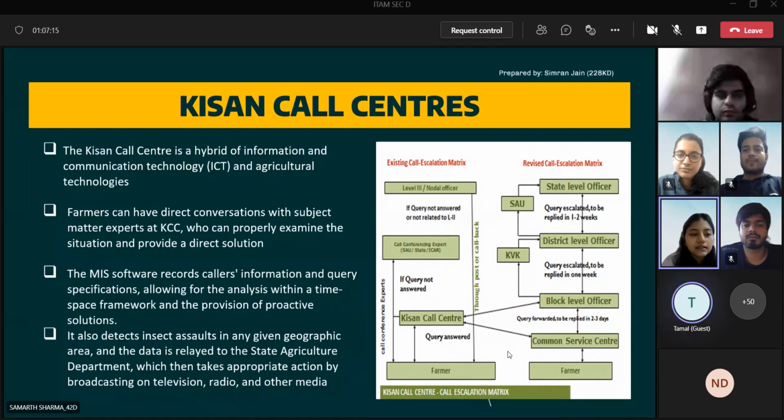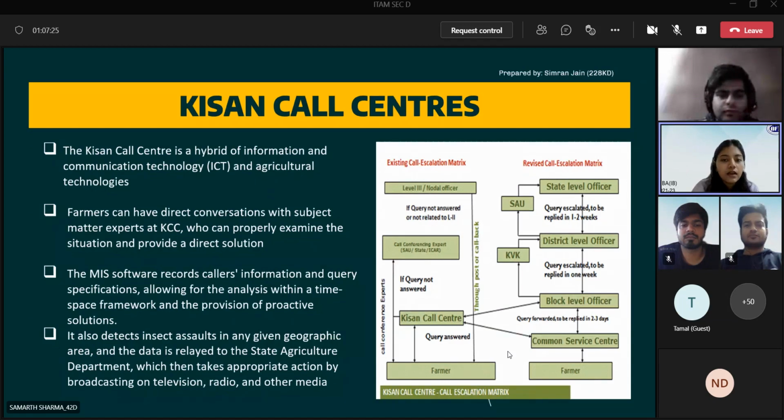Now, basically, Kisan call center is a hybrid of information and communication technology and also agricultural technology. It makes use of the backend data support system that is part of the entire management information system, the MIS as we know. From 7 a.m. to 7 p.m., 7 days a week, a central call center has been built to accept farmer questions and provide answers in their native language.